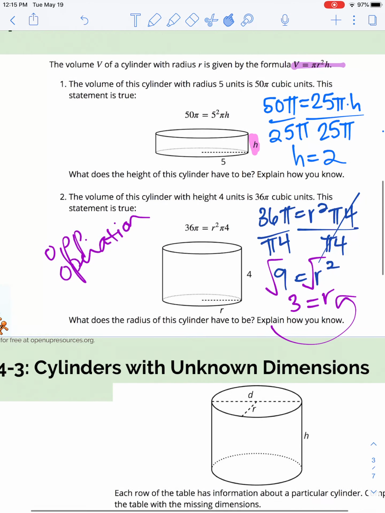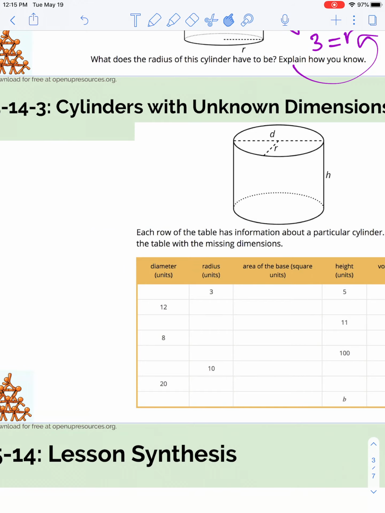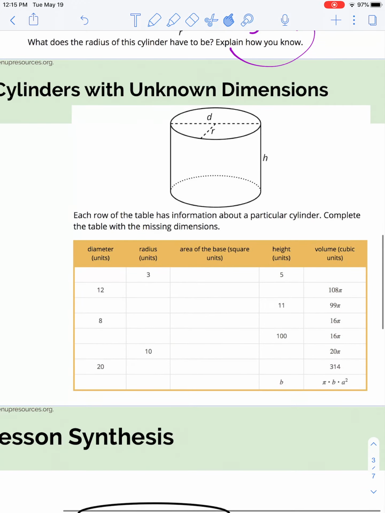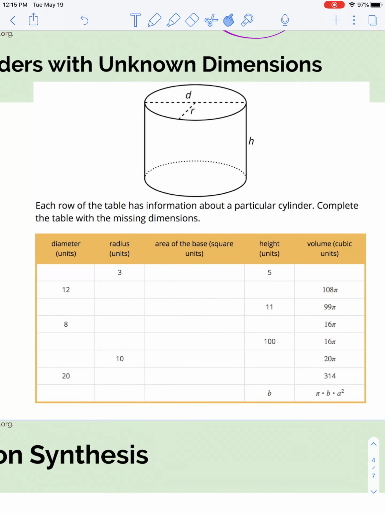Okay. What's next? Big, huge table for the third and last activity. Each row of the table has information about a particular cylinder. Complete the table with the missing dimensions. So using the same formula, volume equals pi r squared times height. You're going to just plug in what they give you to find the unknown, if that makes sense.